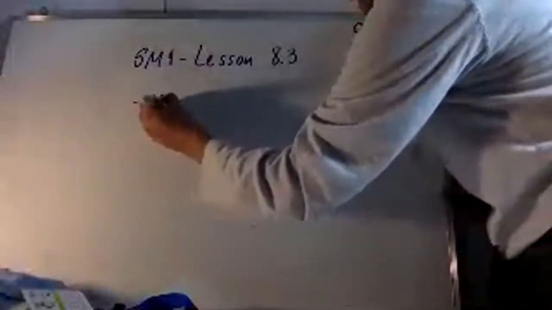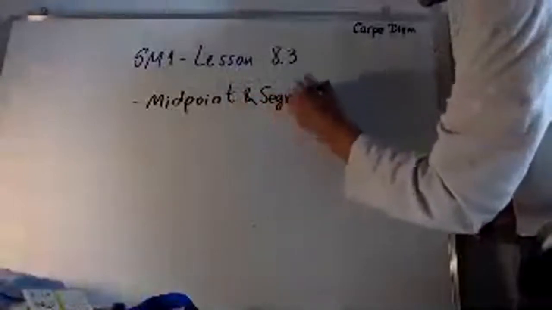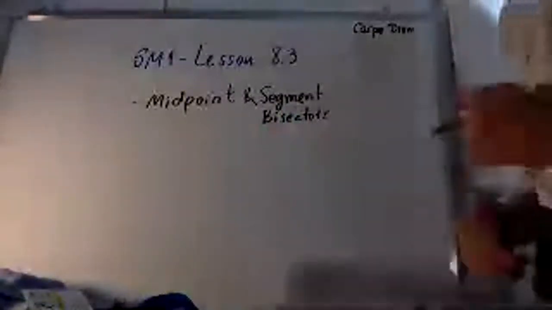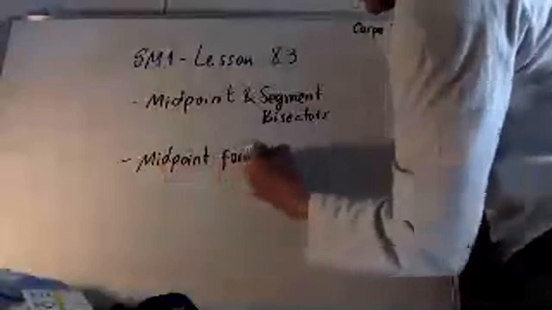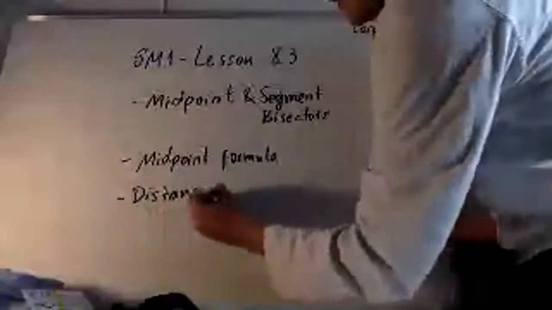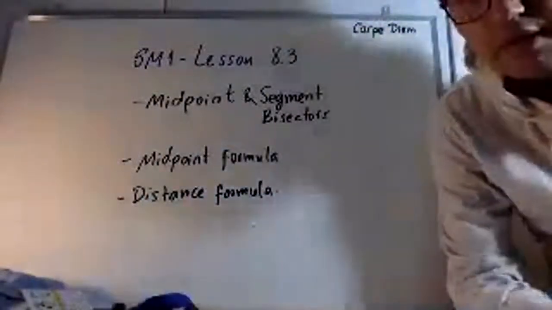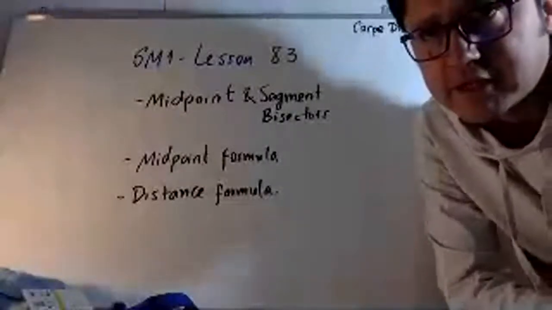So I'm going to write the concepts we're going to go through. We begin with midpoint and segment bisectors. We're also going to talk about the midpoint formula. And finally, we're going to talk about the distance formula. Especially these two require some attention to detail.